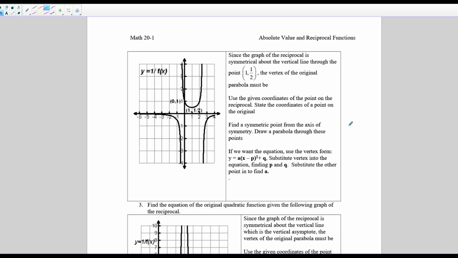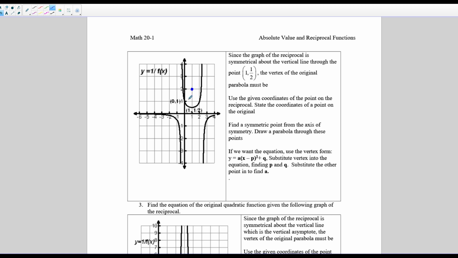Now let's take a look at a graph of a reciprocal function of a quadratic to figure out what the original quadratic should look like. So first of all, looking at our vertex here, we know that our vertex is at a value of 1/2. So the original vertex would have a y value of the reciprocal of 1/2, which would mean that the vertex is right here at 1, 2.